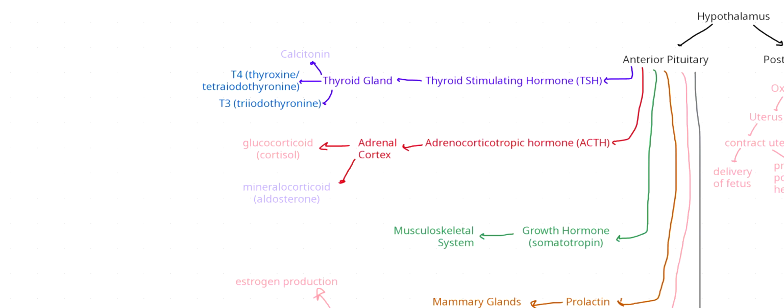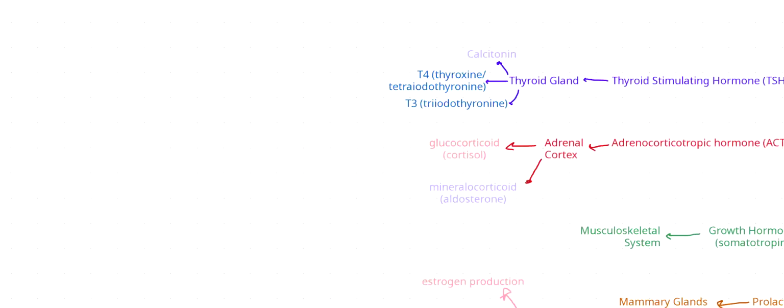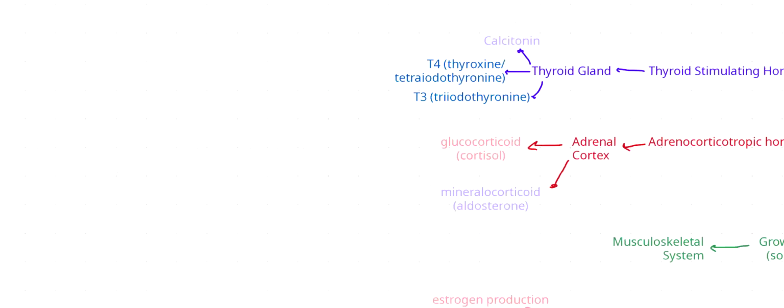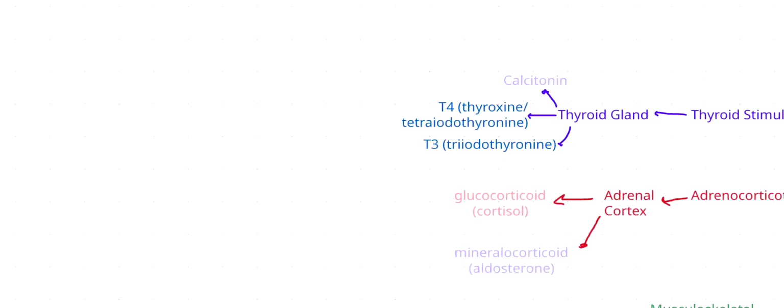So thyroid-stimulating hormone, so that's TSH, right, for thyroid-stimulating hormone. So the anterior pit releases that, and then it tells the thyroid gland to release 3 different hormones. So there's 3 hormones that come from the thyroid gland: calcitonin, and T4 and T3.